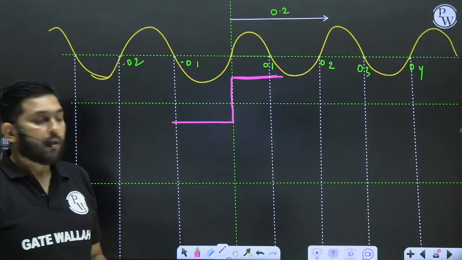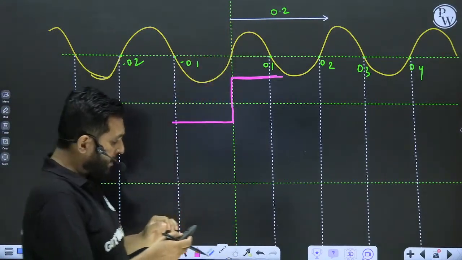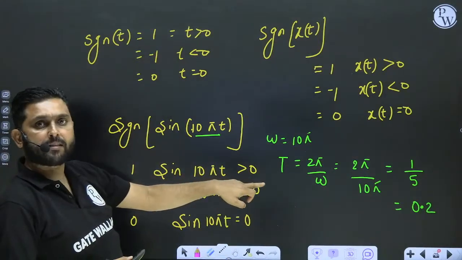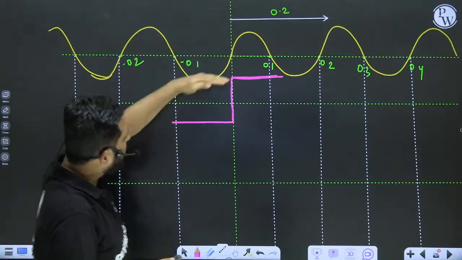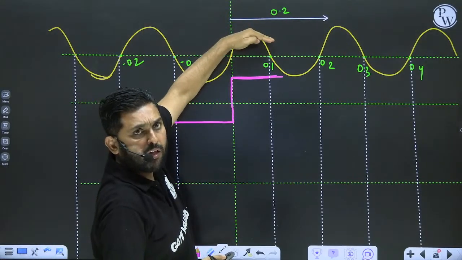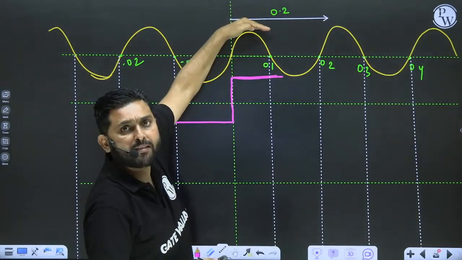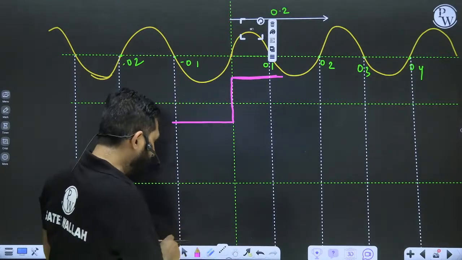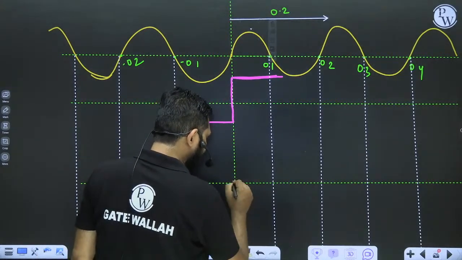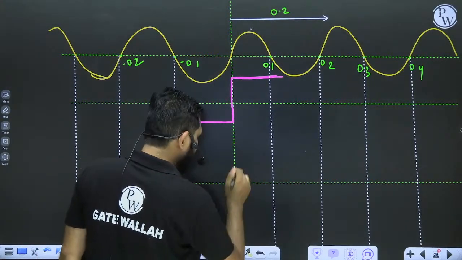See here, look at the definition. Whenever sine 10 pi t is greater than 0, this means that this is greater than 0. Look, this is greater than 0. Whenever sine 10 pi t is greater than 0, you will get 1. So this means that I will get 1 here. This is 0. This is 0.